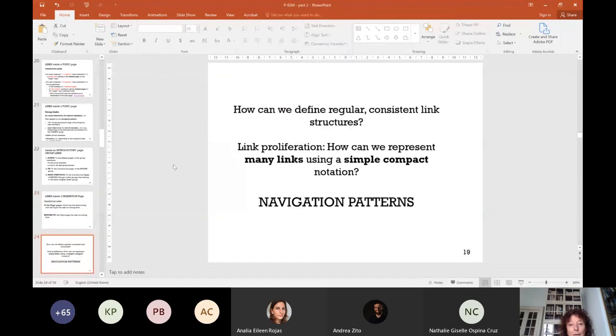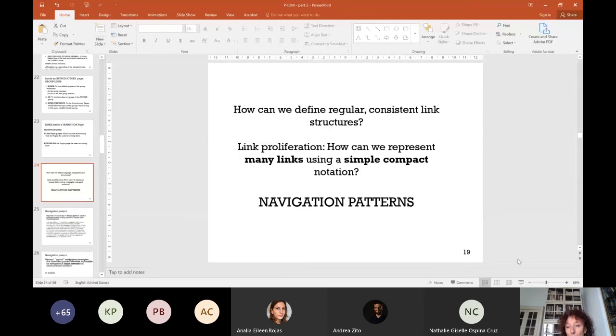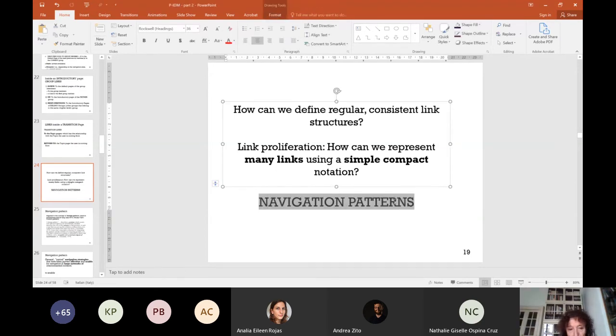Okay. At this point, we have a question. Say, okay, now we have all this idea about links, about pages, but I mean, is there any guidance to create regular, consistent link structures? And then there are so many links that I can have. I have this proliferation of links. Can I represent in a compact way many links in my specification? And the answer is yes, if you use the concept of navigation pattern.